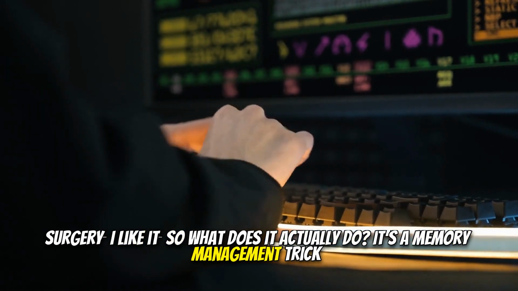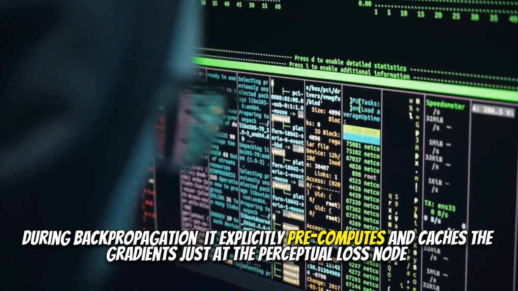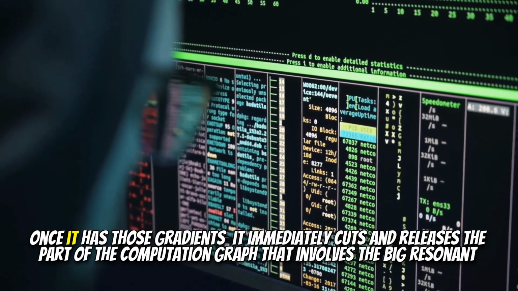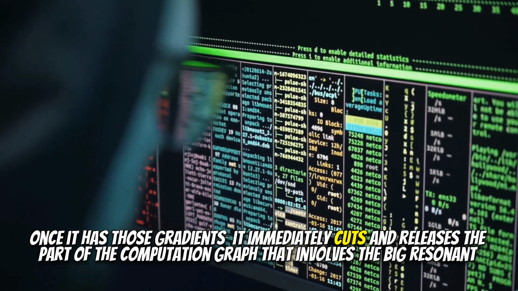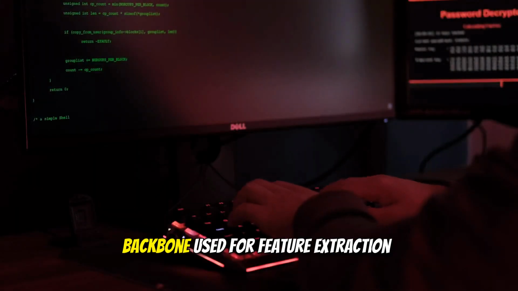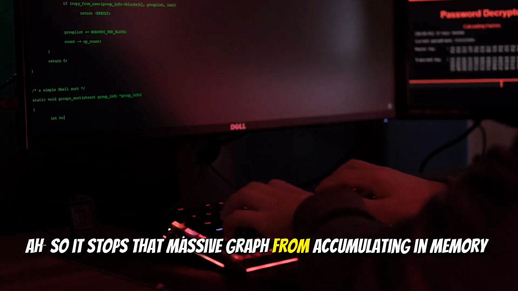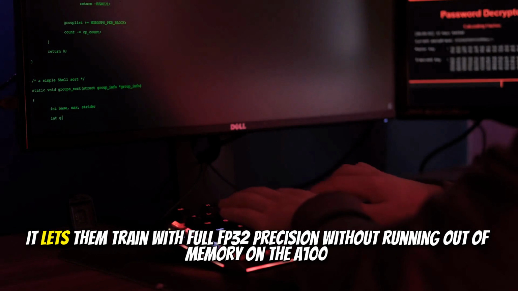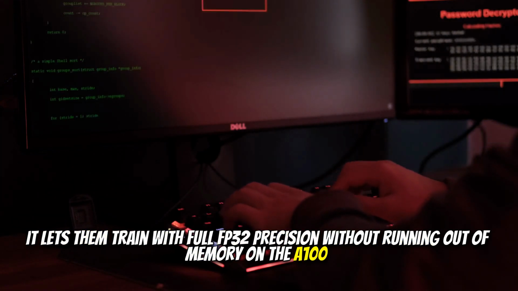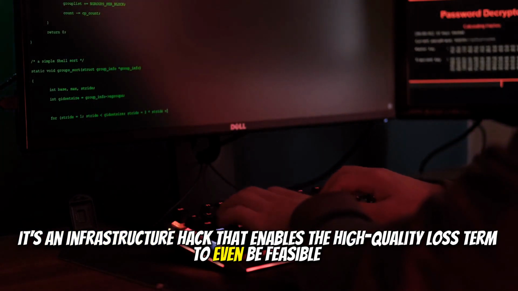It's a memory management trick. During backpropagation, it explicitly precomputes and caches the gradients just at the perceptual loss node. Once it has those gradients, it immediately cuts and releases the part of the computation graph that involves the big ResNet backbone used for feature extraction. So it stops that massive graph from accumulating in memory. Exactly. It lets them train with full FP32 precision without running out of memory on the A100. It's an infrastructure hack that enables the high-quality loss term to even be feasible.